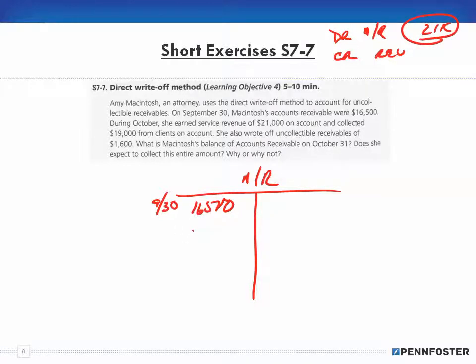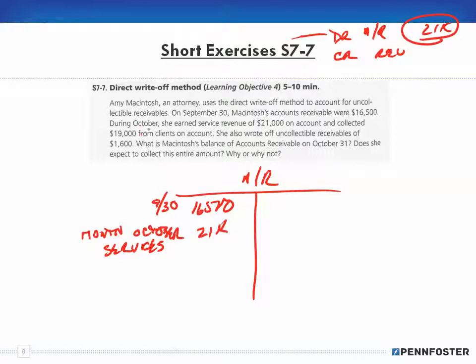So during October, when she made all of these journal entries and they were posted to the accounts receivable account, her accounts receivable increased by $21,000 for the month of October. These were services.